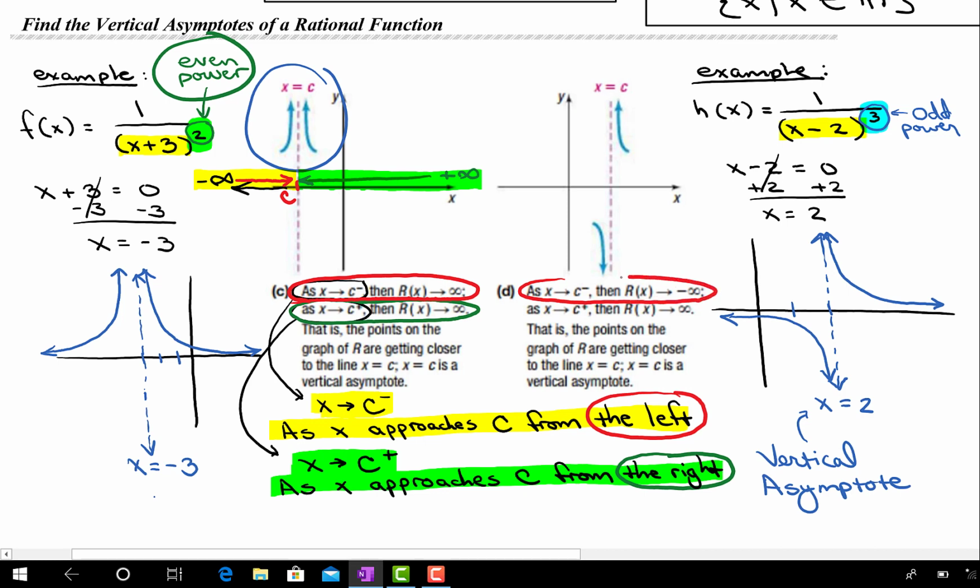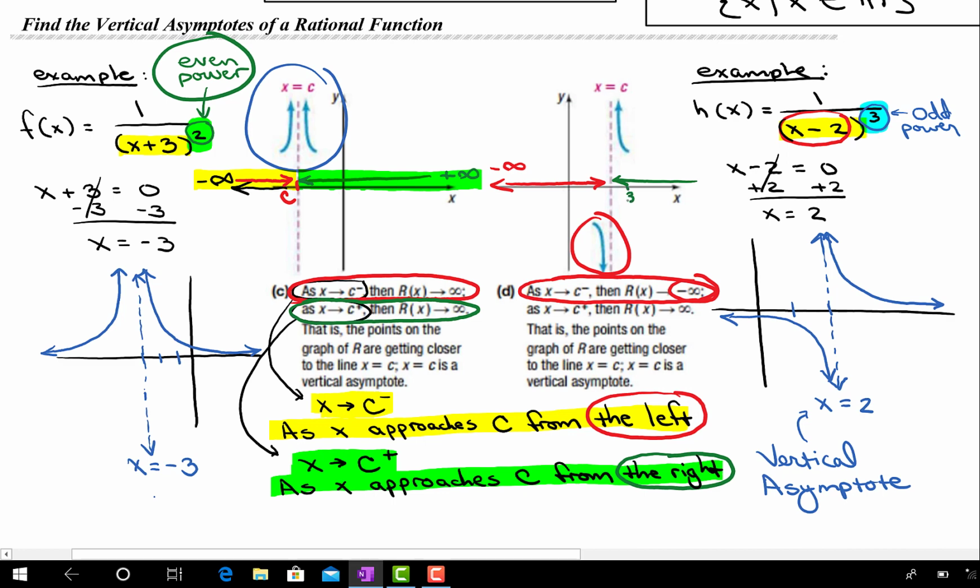So I'm not going to write out the words the way I did for the other one, but I can just show you. This represents as x approaches C from the left, and you can see we're going down towards negative infinity here. And then we're raising whatever we have here, the x minus 2, it's going to end up being a negative value. And when you raise a negative value to the third power, it's going to end up being negative, so it's going to go down towards negative infinity.